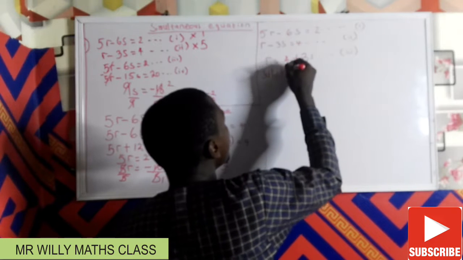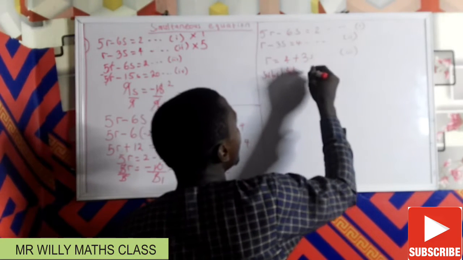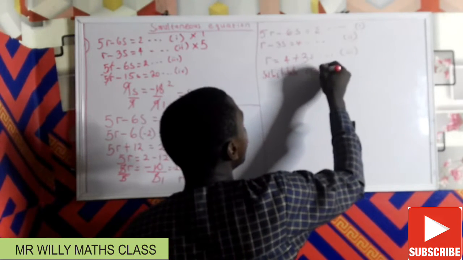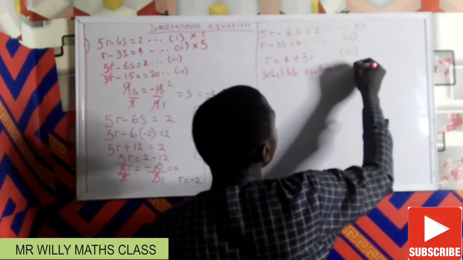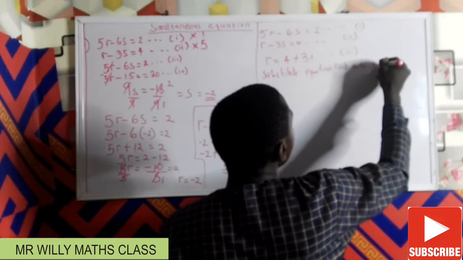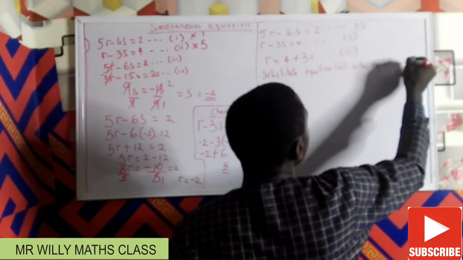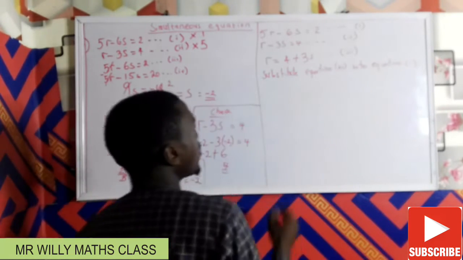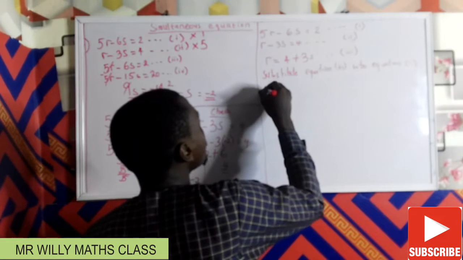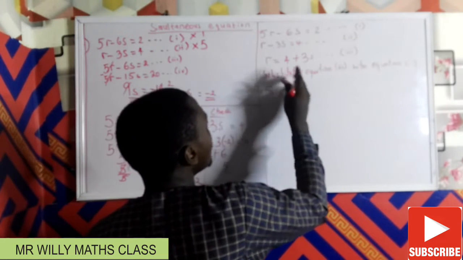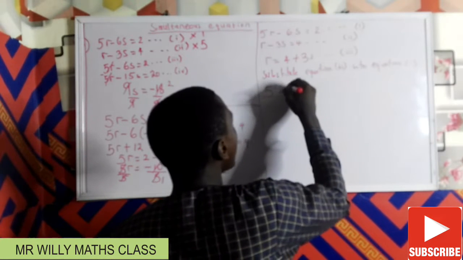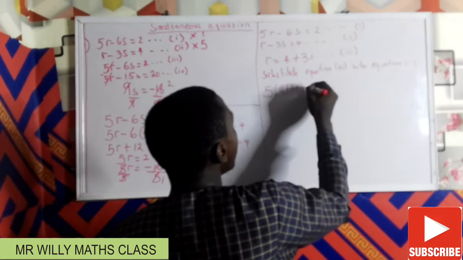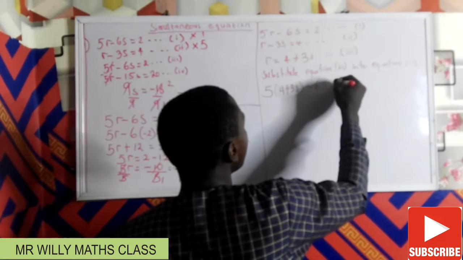You substitute equation 3 into equation 1. So now, equation 1 says 5r. So instead of 5r, r is now 4 plus 3x, so it will be 5 brackets 4 plus 3x minus 6x equals to 2.